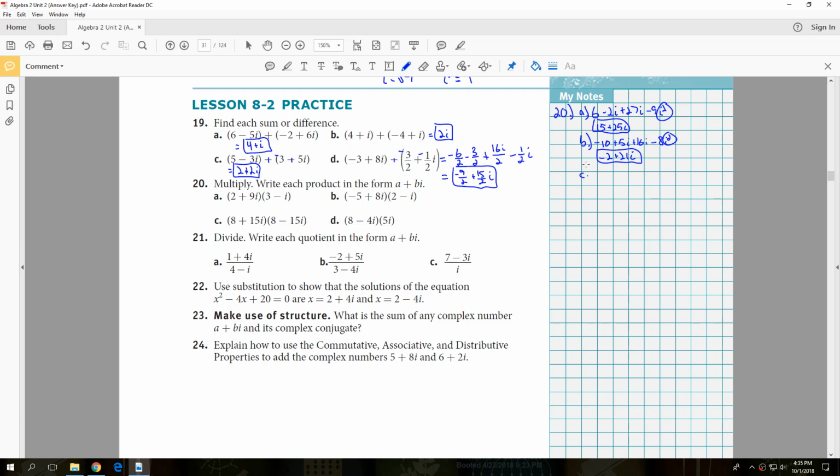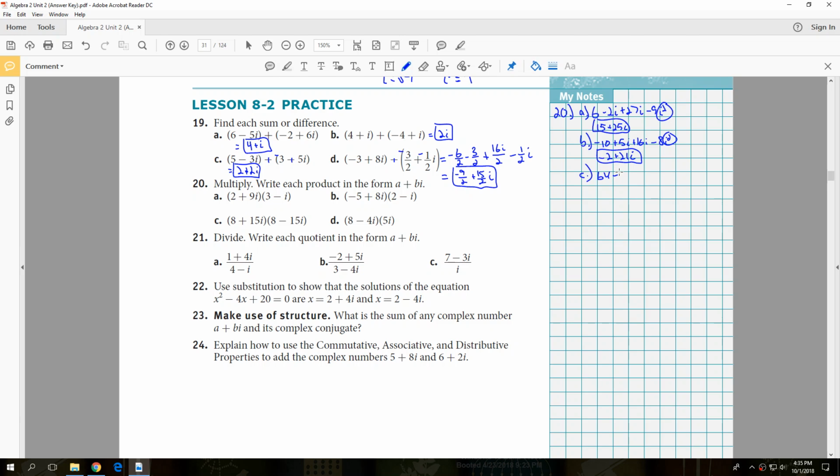Alright, let's go to C. And C will multiply here again, double distribute. So I've got 8 times 8 is 64. And what is 8 times 15? 120, I think. Let's see, 8 times 15. Yep, 120. So I've got minus 120i. And by the way, if you can't tell, this is 8 plus 15i, 8 minus 15i. So technically, these middle terms are going to cancel out if you could recognize that right away. But let's go through it.